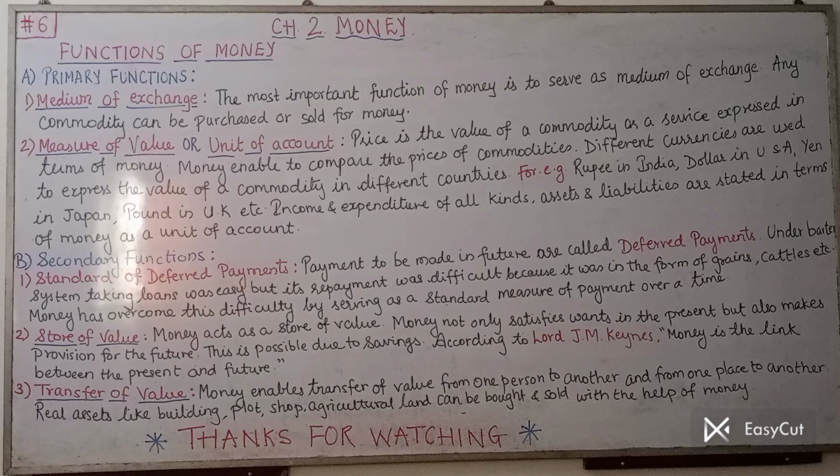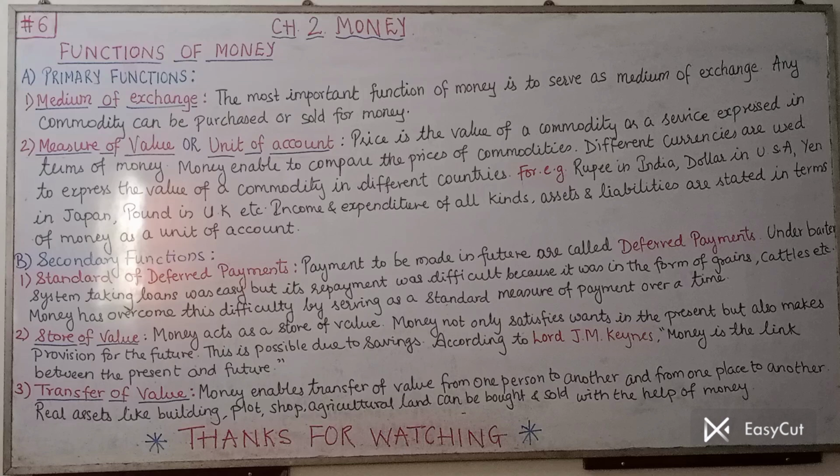That means whichever commodity, whichever service we want to buy or sell, money serves as a common medium of exchange, and which was really needed. So first and very important primary function of money, medium of exchange. Now let us move on to the second function. The second primary function of money is measure of value or unit of account.